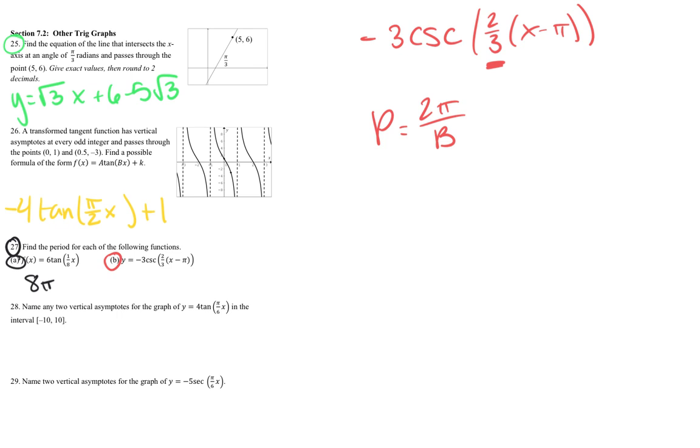Our next function is -3 cosecant times 2/3 x minus pi. Our b in this case is this 2/3, but our period equation for our cosecant function is going to be p equals 2 pi over b, back to our sine and cosine ones. So we plug in 2/3, and we get p equals 2 pi over 2/3, which simplifies down to 3 pi.